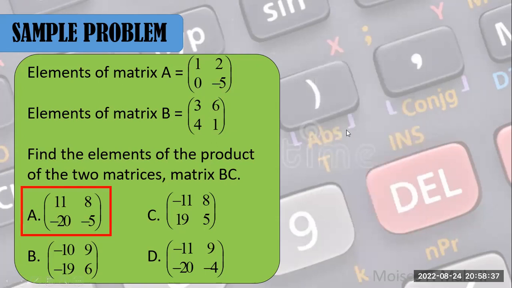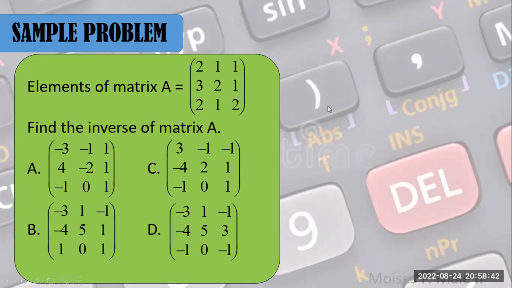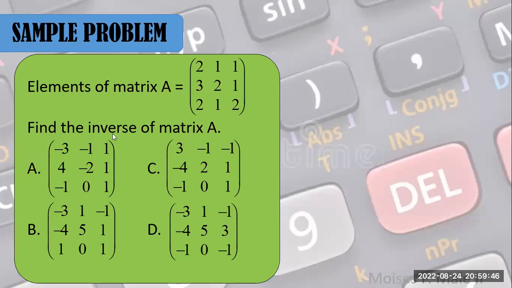Same thing with CANON. Next problem. Elements of matrix A. Find the inverse of matrix. So, ito, binigay yung lahat ng elements ng matrix A. So, we need to get the inverse of that matrix. No? So, pag inverse, gamitin niya yung reciprocal na function ng calculator.